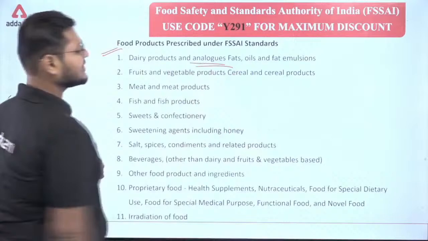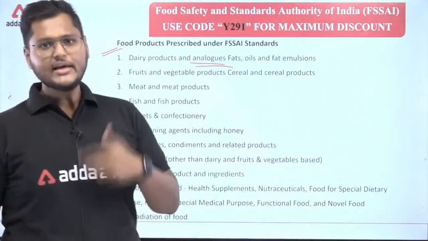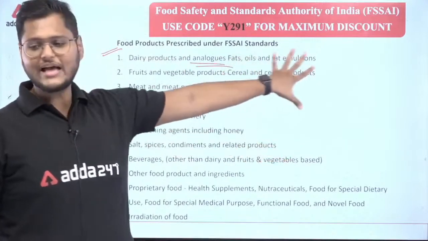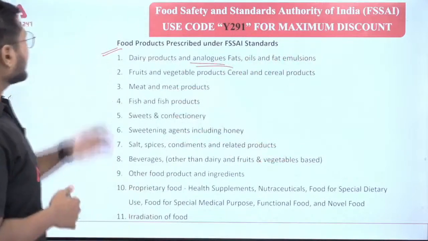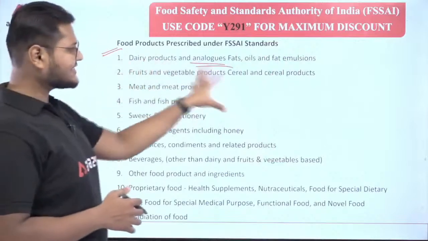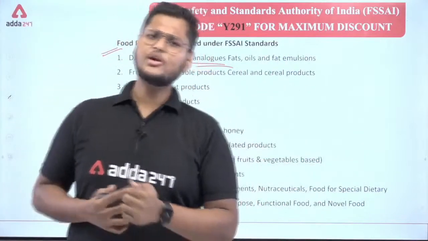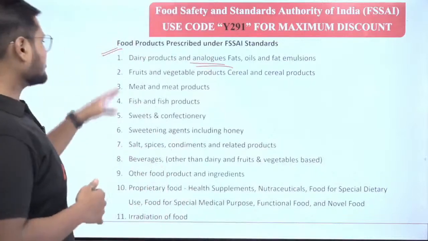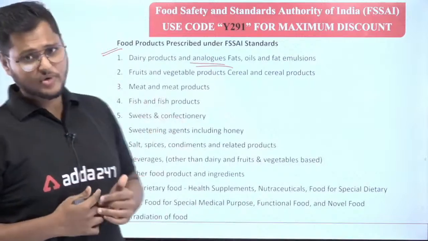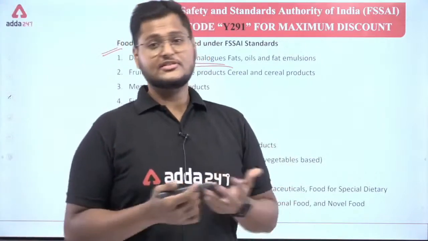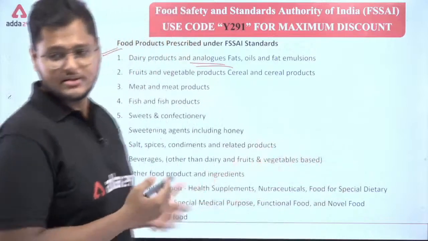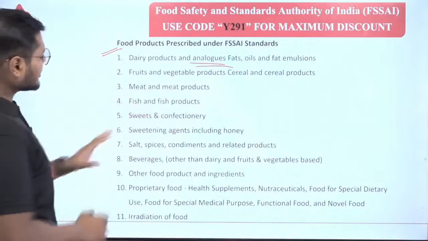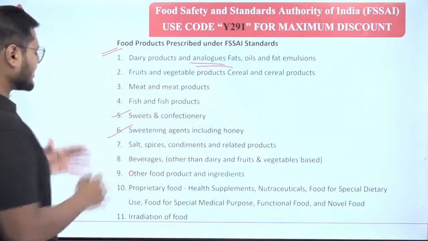Now what does analog mean? Analog means something that is similar. So dairy products and similar types of products, that is fats, oils and fat emulsions, okay. Second, fruits and vegetable products, cereal and cereal products. Do you need to remember all of these products? No, you don't need to remember all of them, but yes, you do need to remember certain products here, because in the exam the FSSAI might ask about them. Clear? Next, meat and meat products, fish and fish products, sweets and confectionery, sweetening agents including honey, okay.